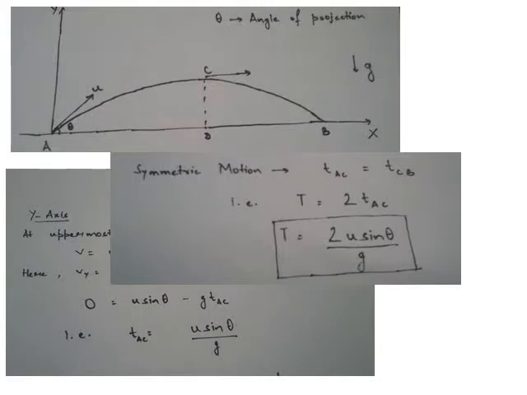Another thing to keep in mind is the fact that this is a completely symmetric motion, which means the time taken for the projectile to move from A to C is exactly equal to the time taken to move from C to B. Time of flight, which is the total time from A to B, therefore will be equal to 2 times the time taken from A to C. Therefore, we get time of flight capital T equal to twice TAC, which means time of flight is equal to 2u sin theta by g.